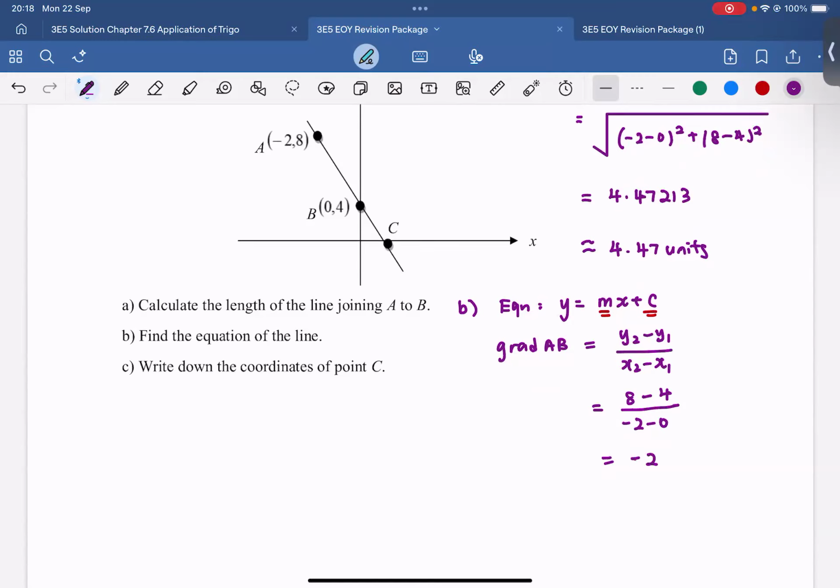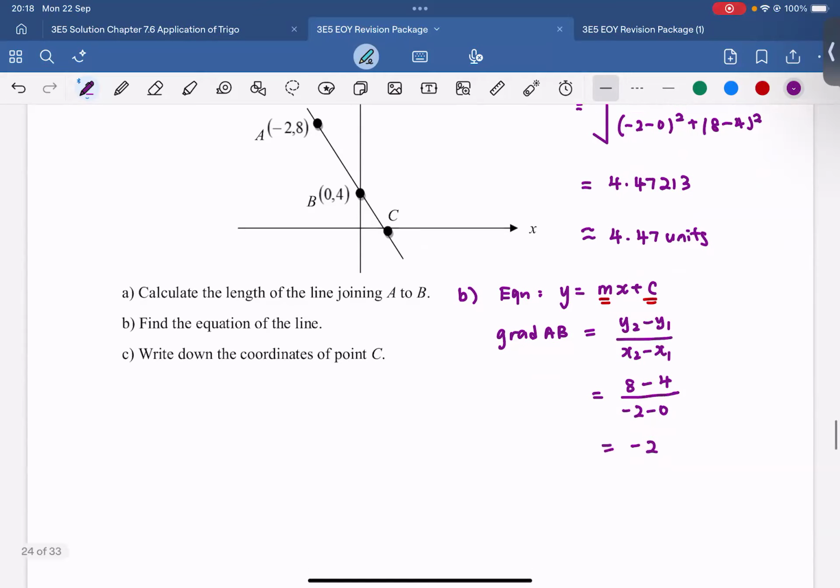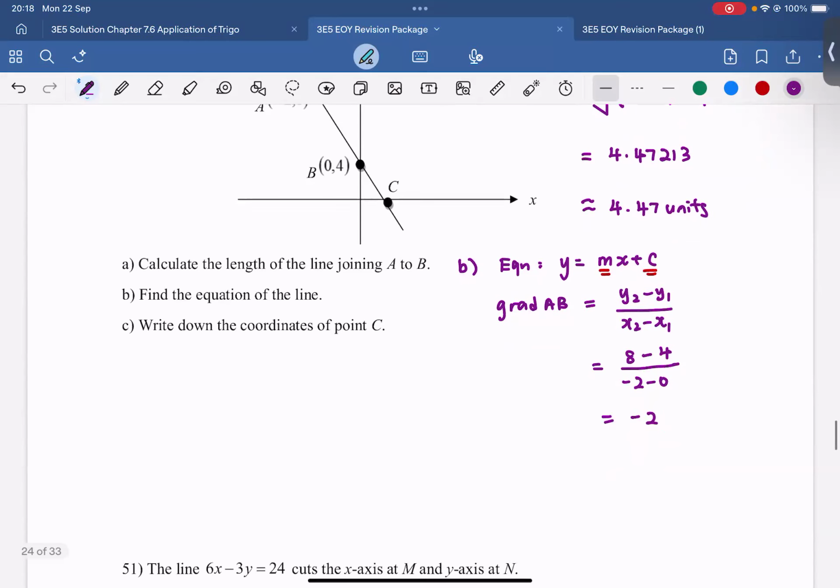Okay, so how you check it's correct? This is negative, means the line is going down. And then you look at your diagram. Oh yeah, your line is going down. Okay, so now you have the m value. Now you just need to find the c value.